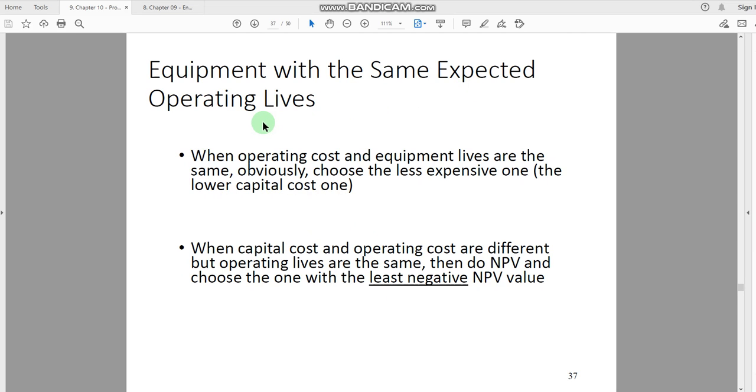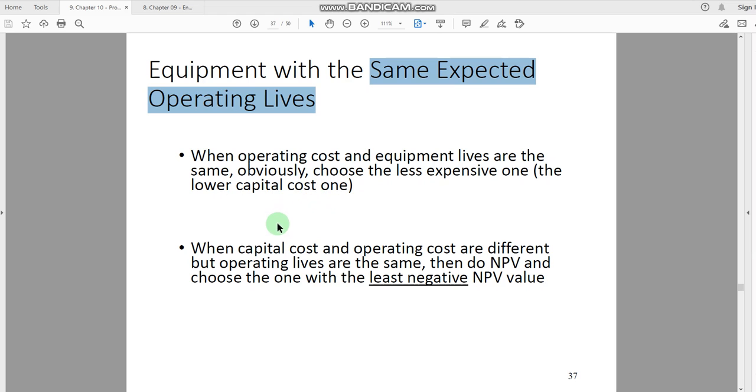Equipment with the same expected operating life. There are two basic ideas. First, equipment with the same expected operating life, and there could also be a situation where the expected operating life is different. The first analysis we will do is with the same expected operating lives. When operating cost and the life of the equipment are the same, obviously we can go with the less expensive option, the one with the lower capital cost. So we can choose the equipment that offers the lower capital cost.